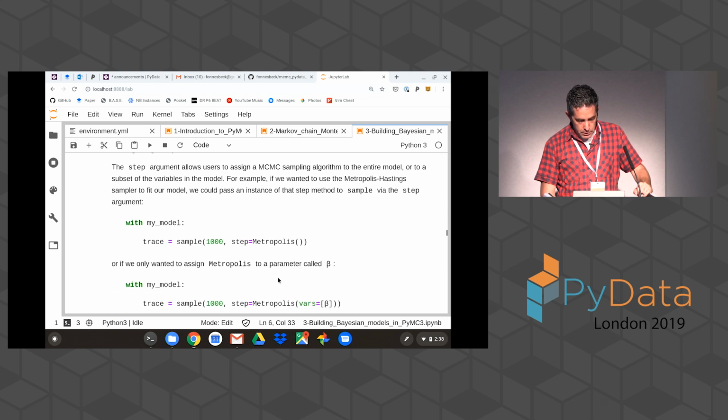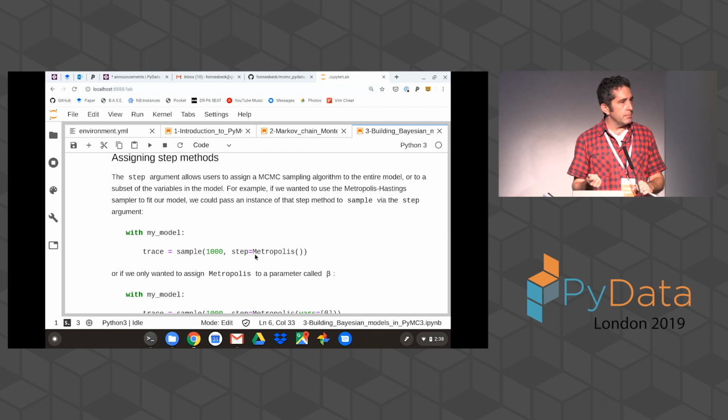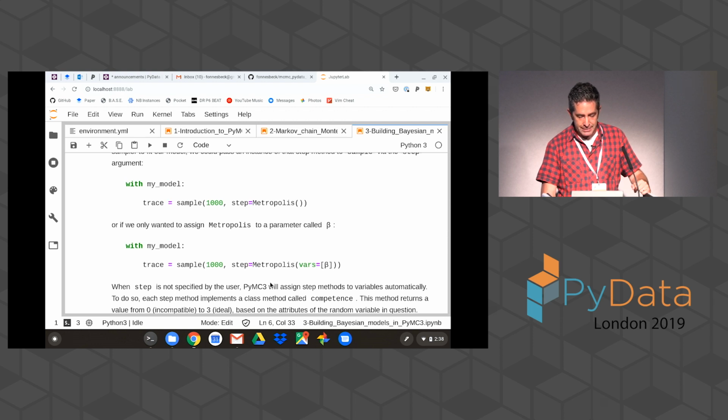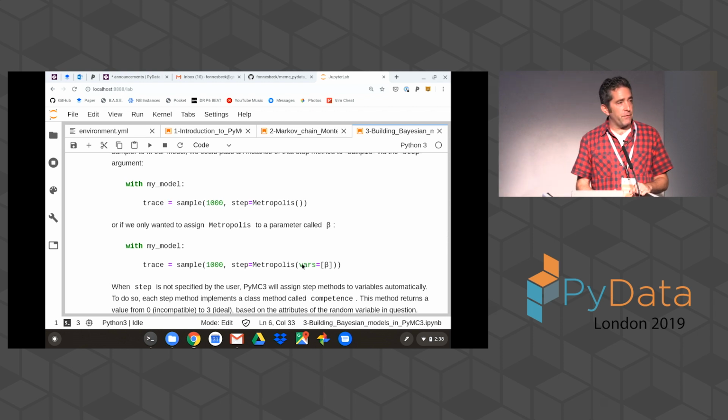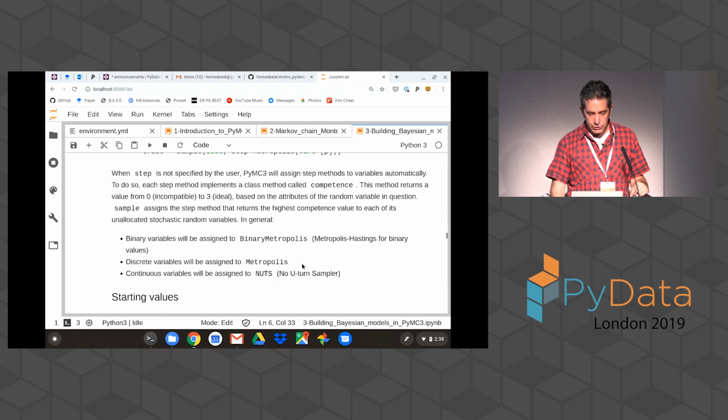Okay. So, like I said, assigning step methods, you just instantiate the MCMC algorithm that you want. So if you want Metropolis, you can pass it. You can specify different MCMC algorithms to different variables in your model. It's perfectly happy to do slice sampling in one place, a Metropolis in another, an HMC in another. Whether or not it's valid in terms of getting you good results is another question, but it will let you do it.